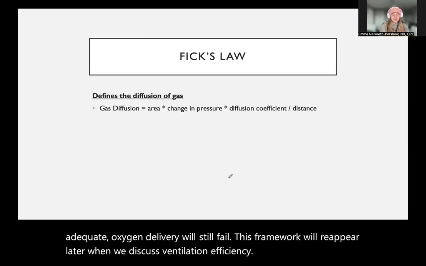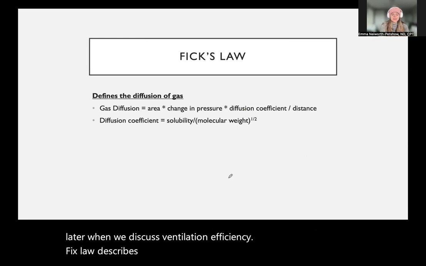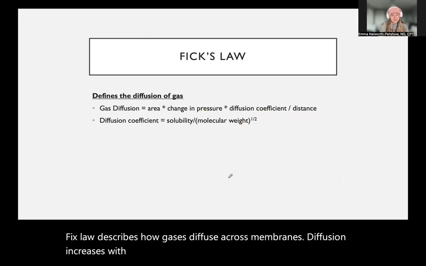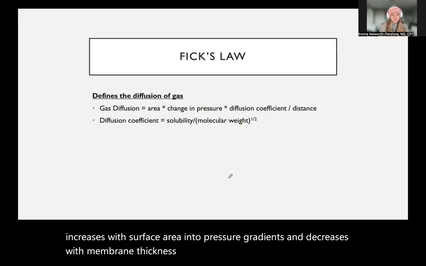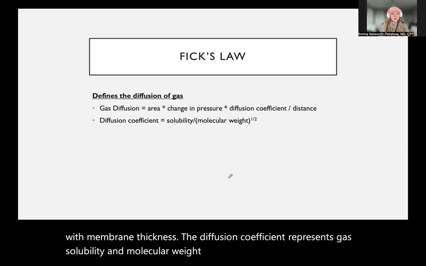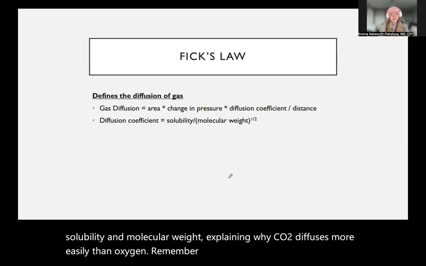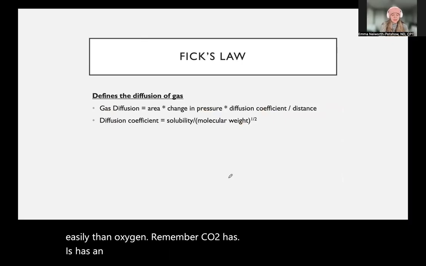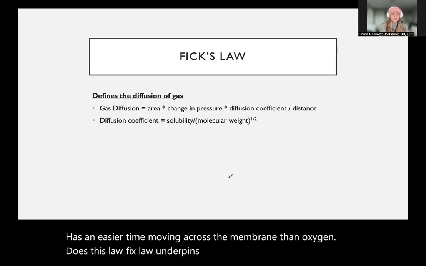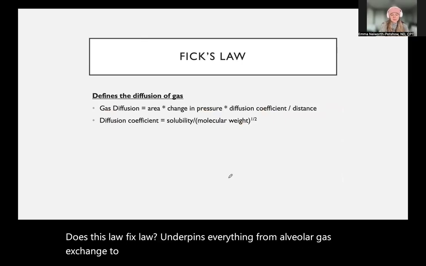Fick's law describes how gases diffuse across membranes. Diffusion increases with surface area and pressure gradients and decreases with membrane thickness. The diffusion coefficient represents gas solubility and molecular weight, explaining why CO2 diffuses more easily than oxygen. Remember, CO2 has an easier time moving across the membrane than oxygen does. This law, Fick's law, underpins everything from alveolar gas exchange to diffusion impairment in fibrosis.